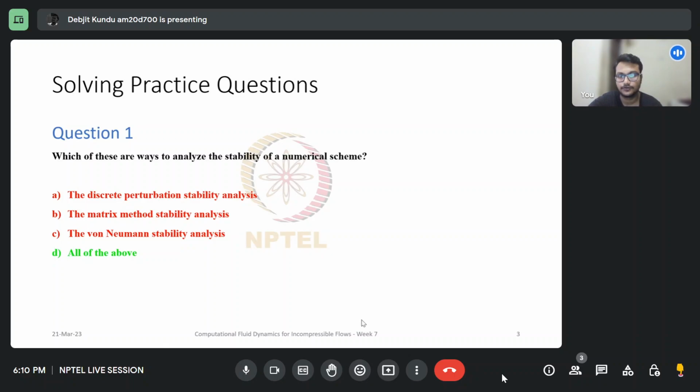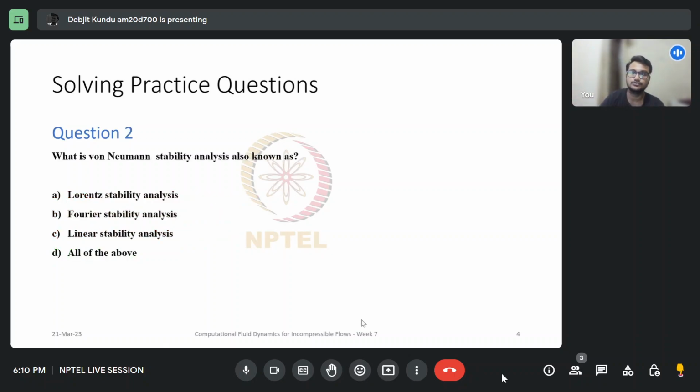So we will move on to question 2, which is what is von Neumann stability analysis also known as? So there is a second name for von Neumann stability analysis. Is it option A, Lorentz stability analysis? Is it option B, Fourier stability analysis? Is it option C, linear stability analysis? Or is it option D, all of the above?